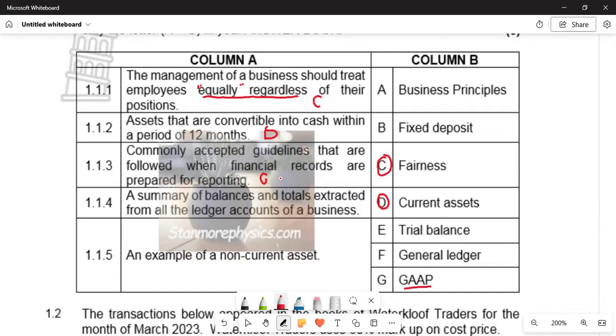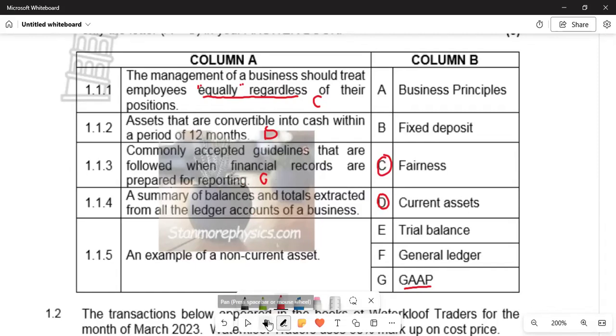The key aspects of GAAP are consistency, transparency and accuracy. With consistency, it ensures that financial statements are presented consistently, making it easier to compare and analyze financial data. With transparency, it requires companies to disclose relevant financial information. With accuracy, it aims to ensure that financial statements accurately reflect the company's financial position and performance. That is the GAAP we are talking about.